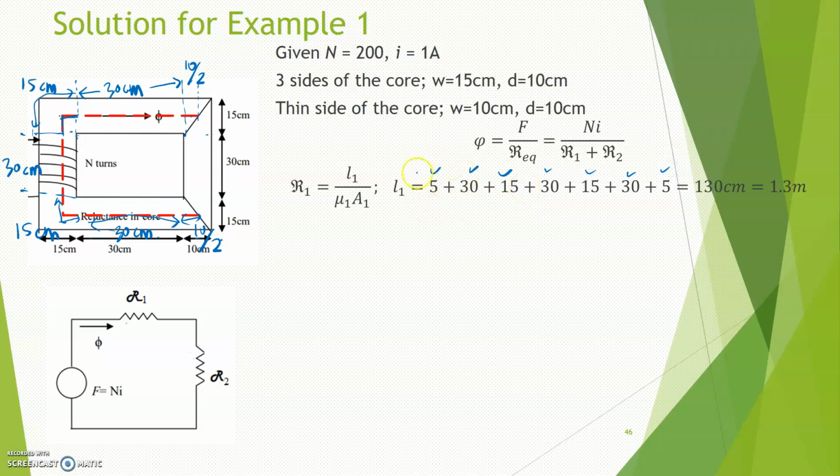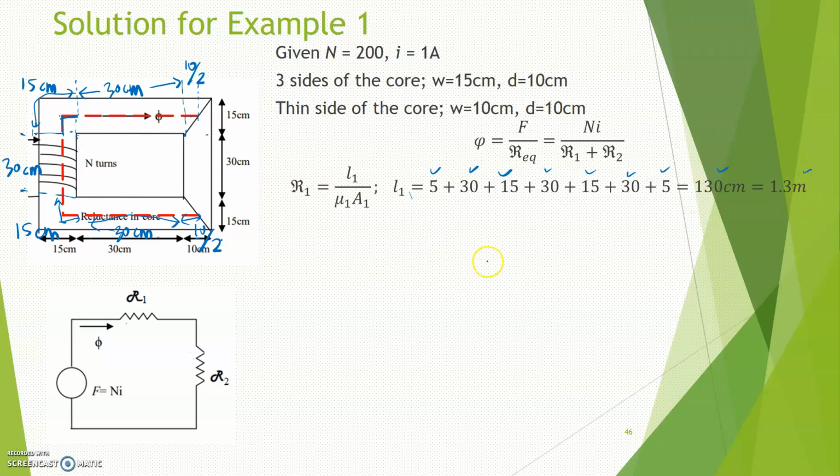So finally the mean length for core number 1 is equal to 130 cm. Then you must always remember to change the units from cm into meter first before you proceed to do the calculation, to avoid mistakes. So you can straight away change the units from cm into meter. Now you have the mean length for core number 1 is 1.3 meter.